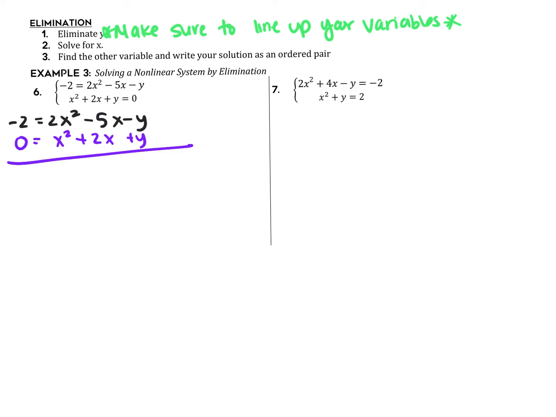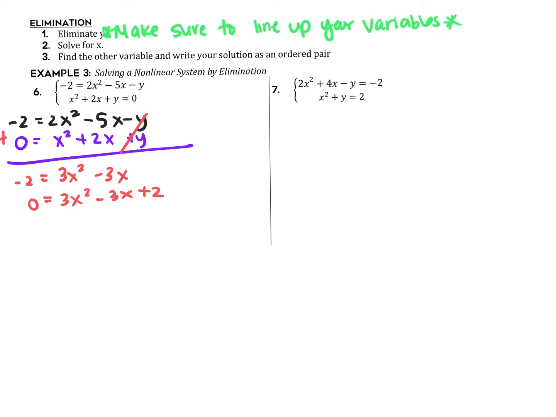I have negative y in my first equation and positive y in my second equation. So if I simply just add these together right now, my y's are going to add to be 0. If I add -2 plus 0, I get -2. 2x squared plus x squared is 3x squared. -5x plus 2x is -3x. And I can go ahead and move everything to the same side.